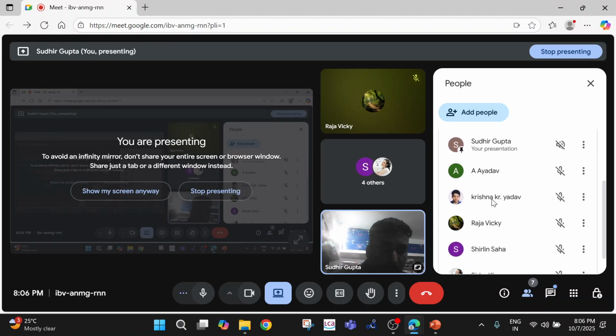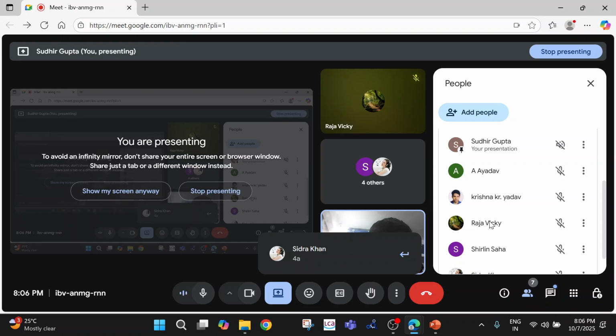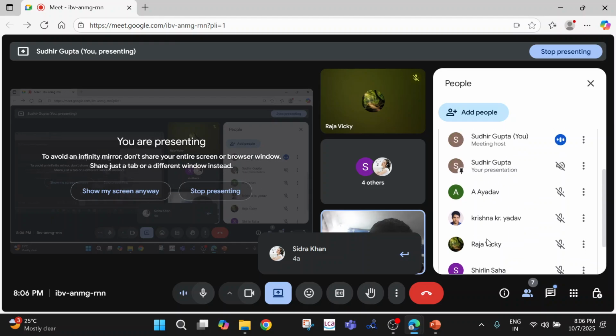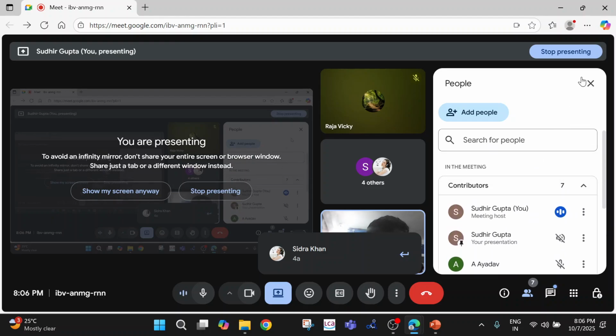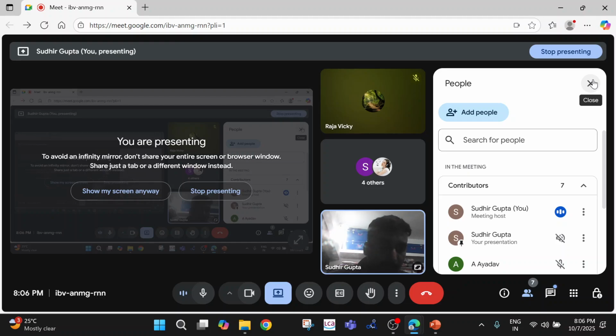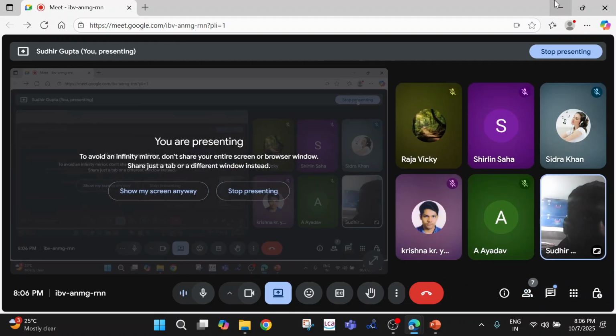One, two, three, four, five. So two have left then. So the seventh has joined. Two are joining and going. Maybe some disconnections are there.